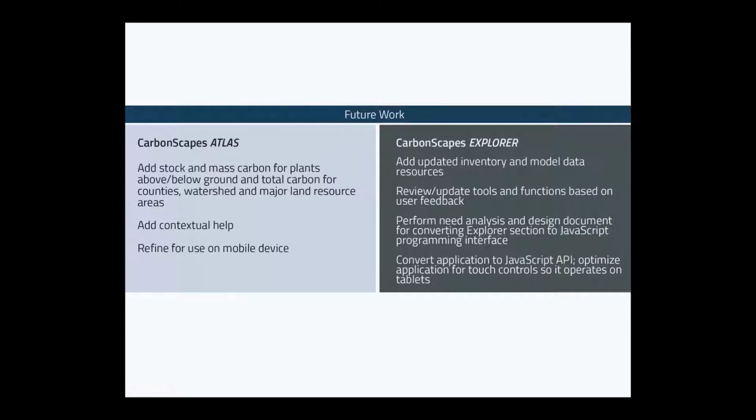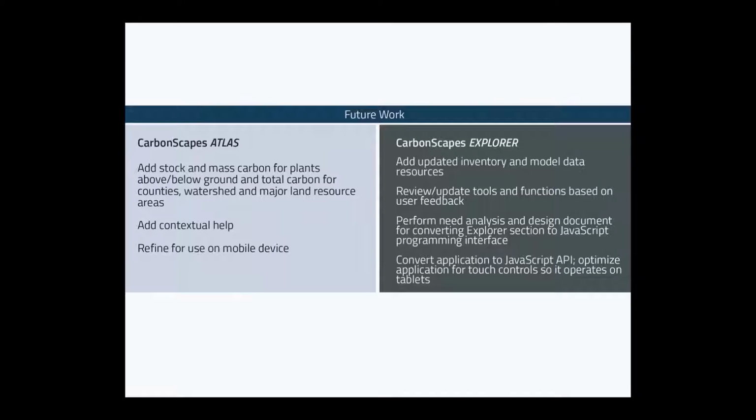And talk about some of the work that remains and how you might be able to help us with this. We have this work here, and some of the input we need will be to help get a little membership into some focus groups. Some of the remaining work that we'd like some input on is how we can work together to add more stock and mass carbon for the plants above and below ground, and create more total carbon estimates at the county's watersheds and major land resource areas or other ecoregions if desired.